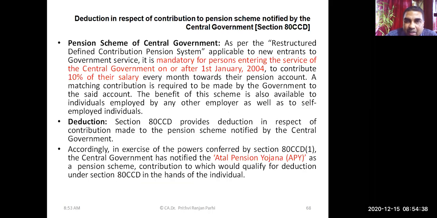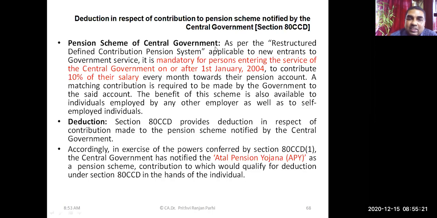80CCC is over. Now let us come to the next section, which is 80CCD. This deals with contribution to pension schemes notified by the central government. Persons entering central government service on or after 1st January 2004 must mandatorily contribute to a pension scheme. They will make a certain contribution, and the government will also make a matching contribution.